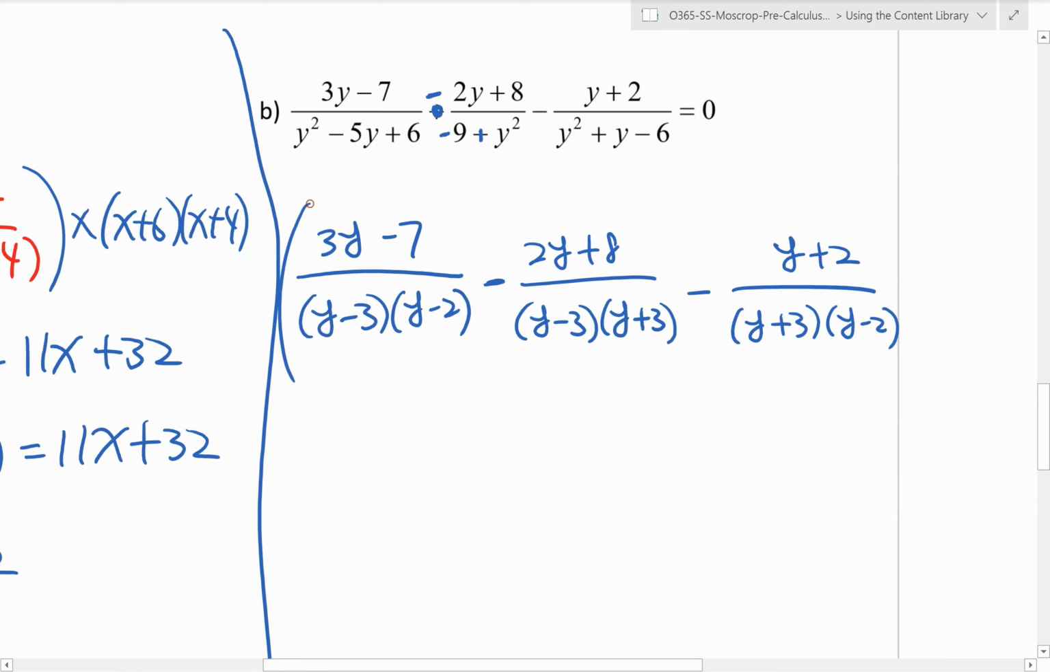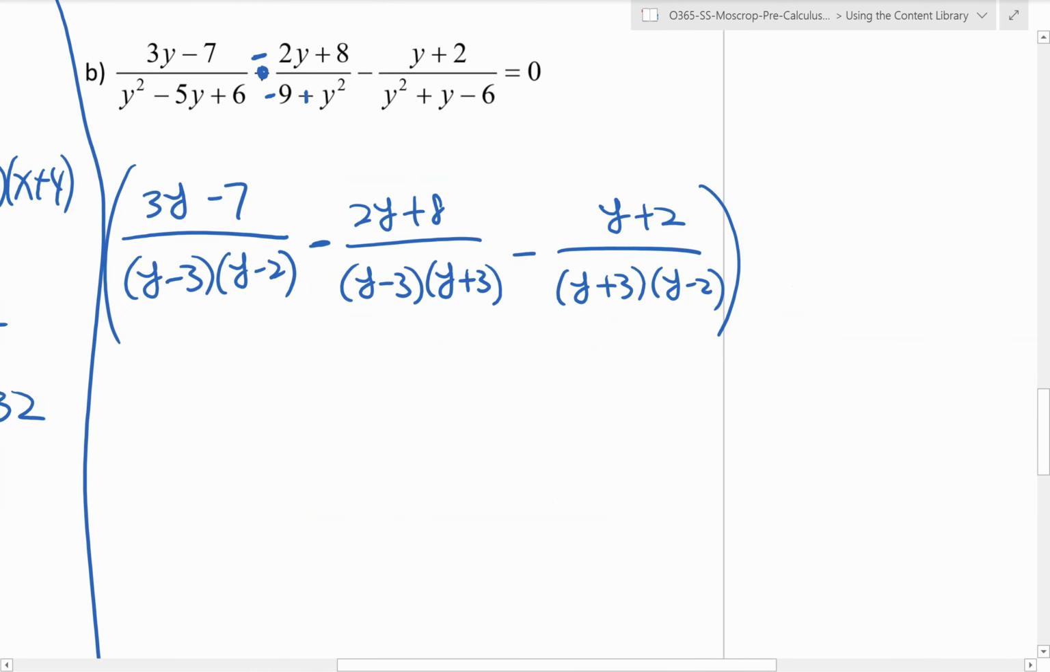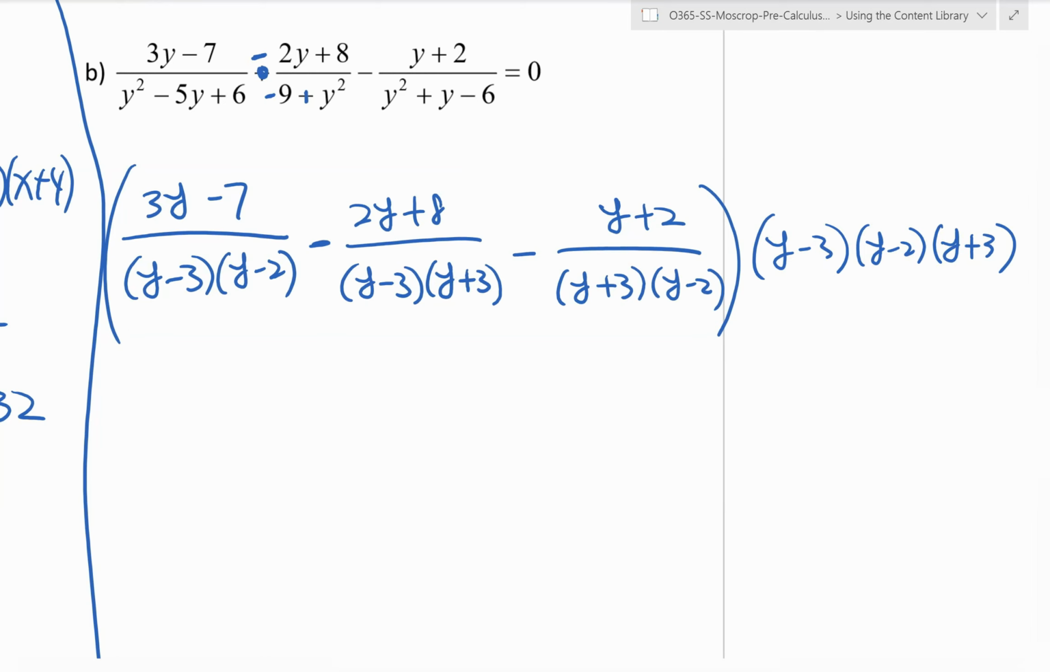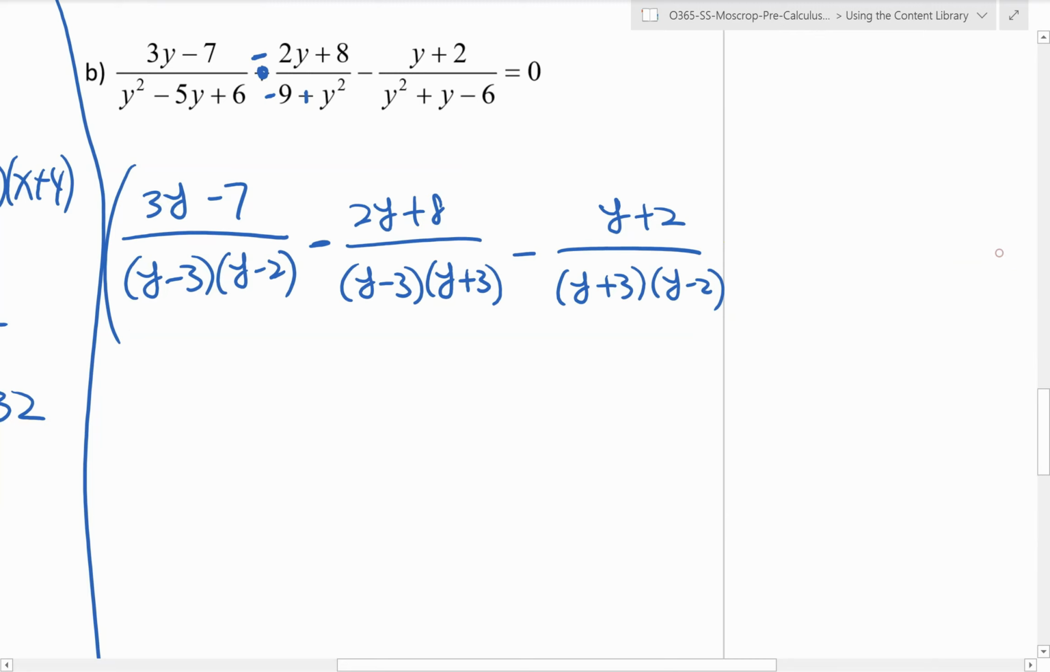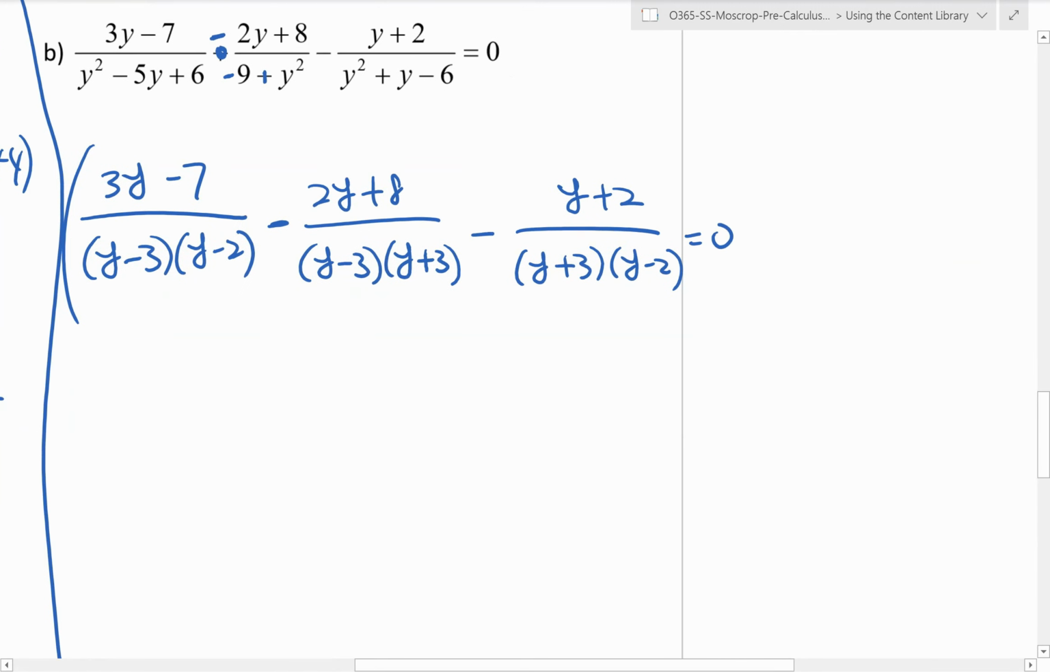Okay, now we need to look for the common denominator. In this case, the common denominator is, let's see, we have y minus 3, we have y minus 2, we have y plus 3, and I think that's all, right? Yes, that is all. Okay, so now we need to multiply again. Oh, sorry, I forgot, this is equal to 0. Got too excited after all the factoring here. Equal to 0. Now you need to multiply everything here by y minus 3, y minus 2, and y plus 3.